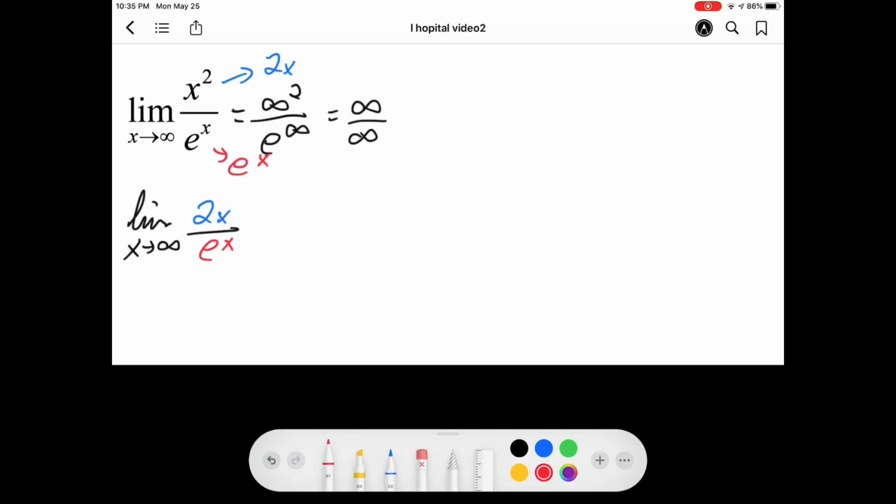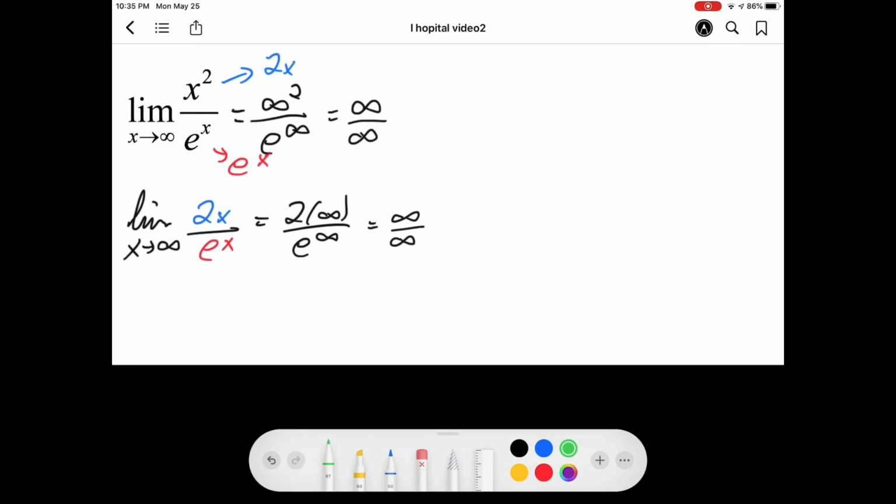So we found this is equivalent to the limit as x goes to infinity of 2x over e to the x. Let's try subbing in now. And what we'll find is we get 2 times infinity over e to the infinity. Oh no, we've got infinity over infinity again. So we haven't got an answer yet, but it means that it's still in indeterminate form, which means we can apply L'Hopital's rule again until we get a result.